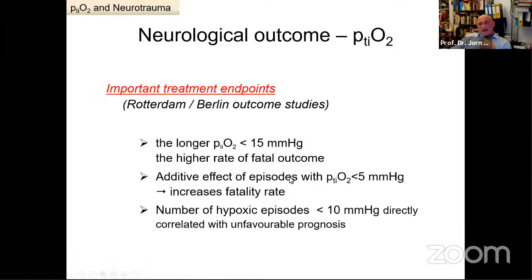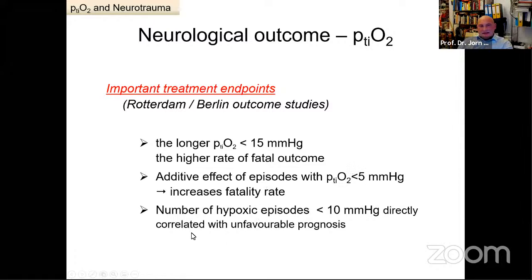So again, a couple of words about the treatment endpoints, basically about the measurements that people should know if they use this method. The longer the PO2 is less than 15 millimeters mercury, the higher the rate of fatal outcome is in your patients. And this is from a couple of different studies that have been done from the university hospitals in Rotterdam and Berlin a couple of years ago. There is an additive effect of episodes of less than 5. They said 5, I said before 6, but that's basically the same.